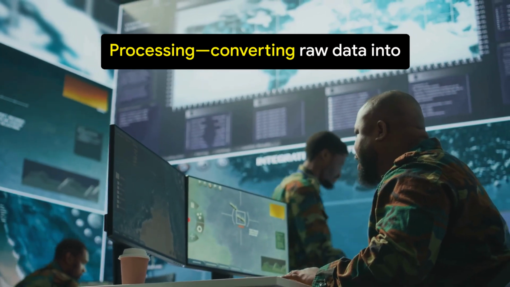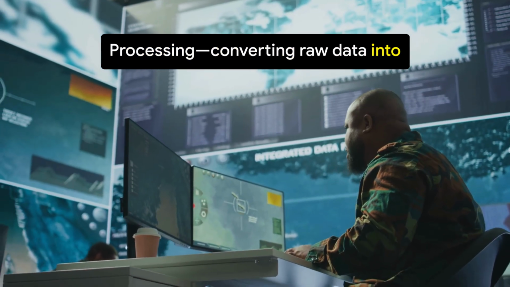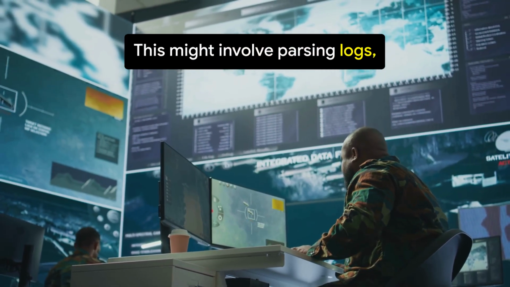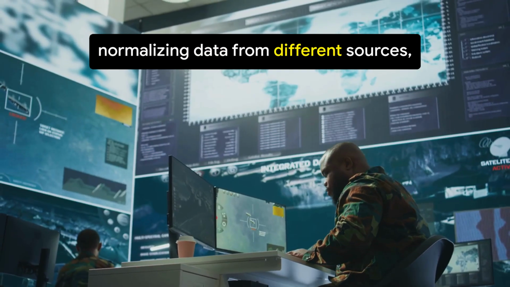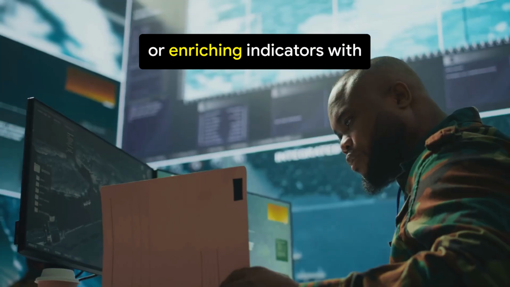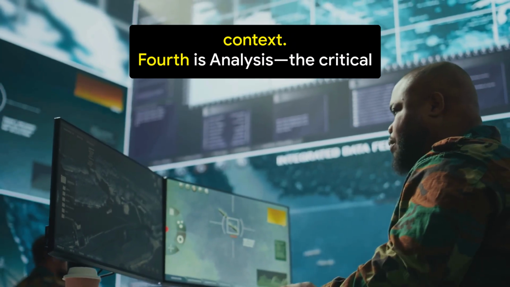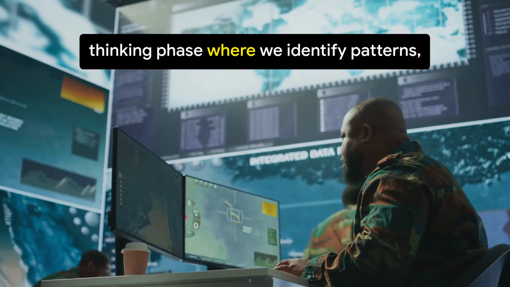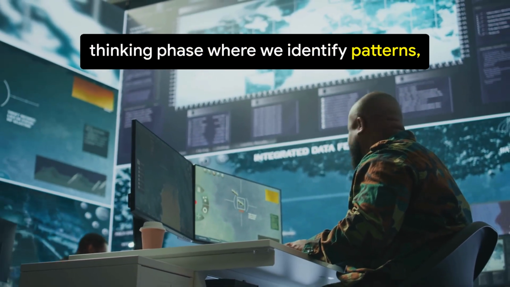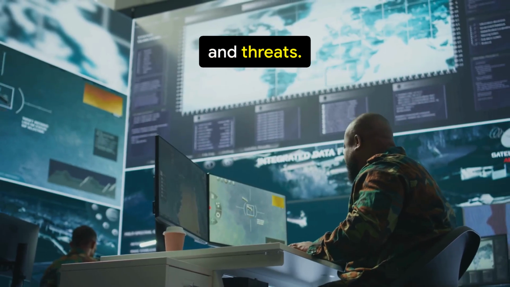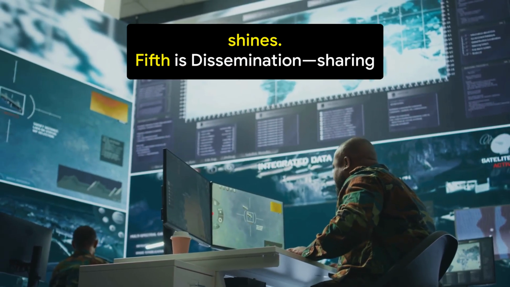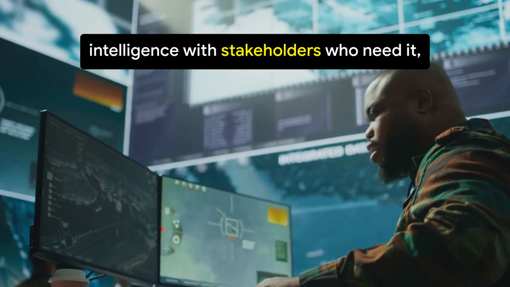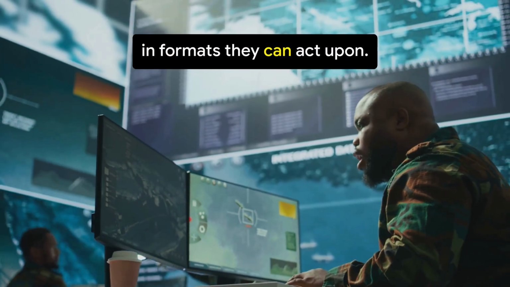Third is processing, converting raw data into usable formats. This might involve parsing logs, normalizing data from different sources, or enriching indicators with context. Fourth is analysis, the critical thinking phase where we identify patterns, correlations, and threats. This is where human expertise shines. Fifth is dissemination, sharing intelligence with stakeholders who need it in formats they can act upon.